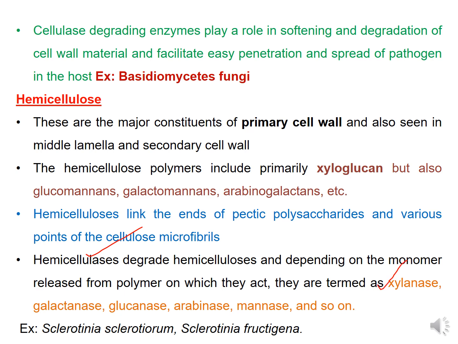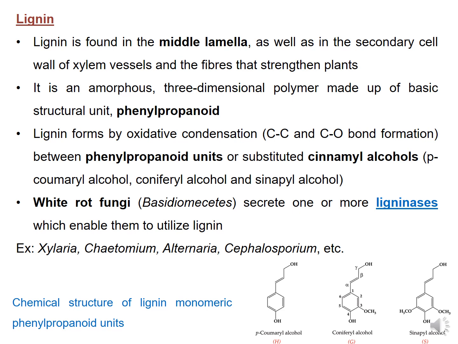Xylanase, which will act on the xyloglucan, and galactanase, which acts on the galactomannans, and glucanase, which acts on the glucomannans, arabinase and mannase, and so on. Means the hemicellulases are of different types depending on which substance they are acting on. Examples of pathogens which produce hemicellulases are Sclerotinia sclerotiorum and Sclerotinia fructigena. Just remember one or two examples of pathogens which produce these enzymes.